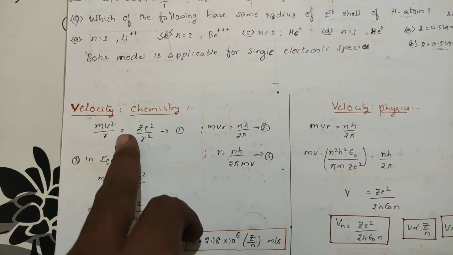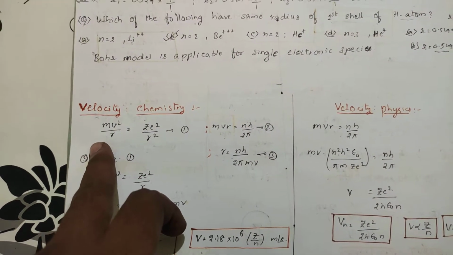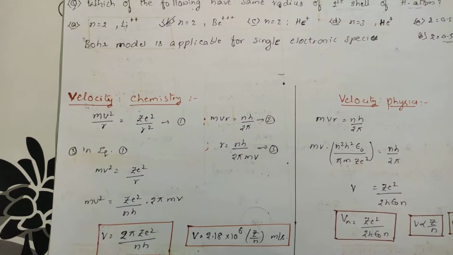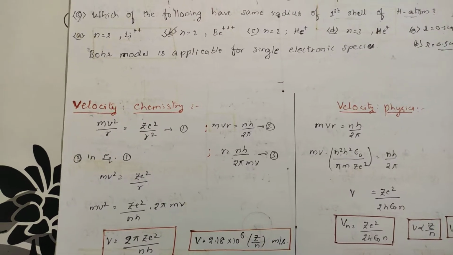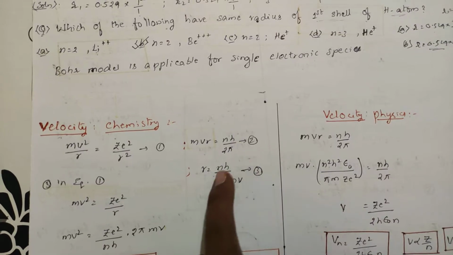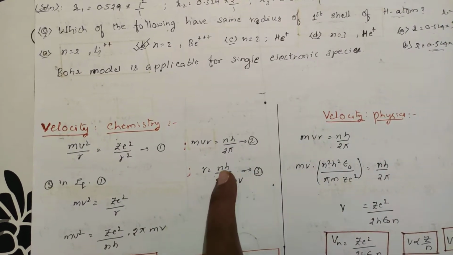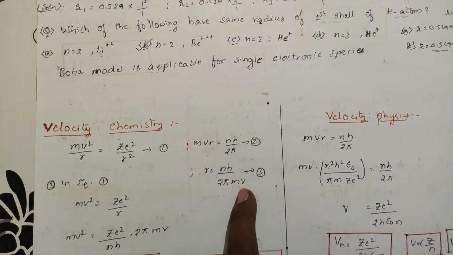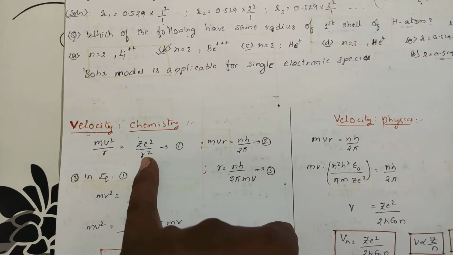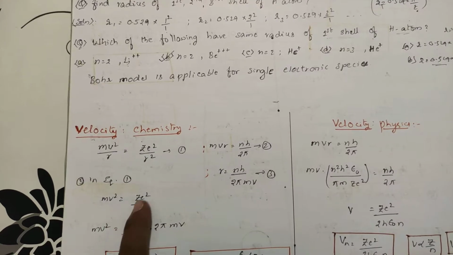We know that centrifugal force is equal to centripetal force. So Ze² by r² is equal to mv² by r, as we saw already with the radius derivation. Now we know that mvr is equal to nh by 2π. If you make r the subject, you get r equal to nh by 2πmv. Now take this r value and place it here, so r cancels and mv² is equal to Ze² by r.